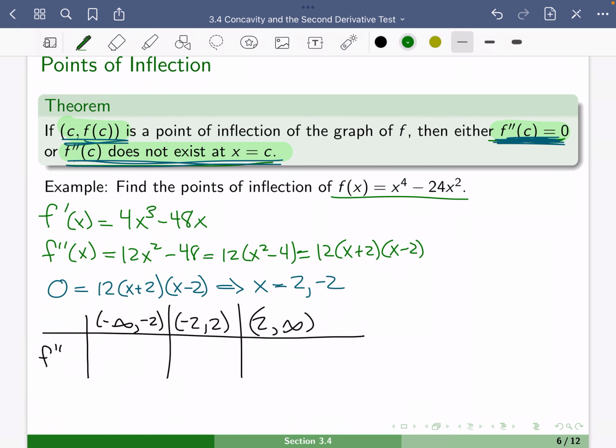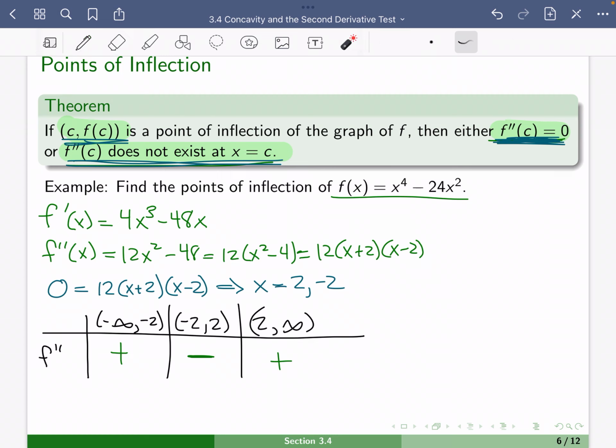If I plugged in negative 3, I like to look at the factored form. We have a positive 12. Negative 3 plus 2 is a negative, so we have a positive times a negative. And negative 3 minus 2 is negative, so we have a positive times a negative times a negative. We end up with a positive. So for negative 3, we have a positive value. If we plug in some value between negative 2 and 2, say 0, our second derivative will be negative. And plugging in something larger than 2, we will get a positive second derivative.